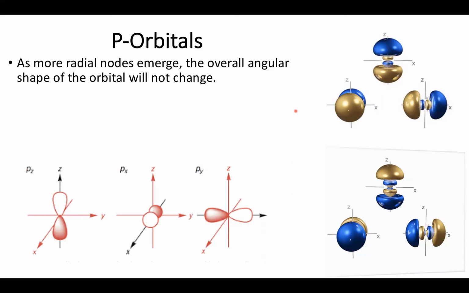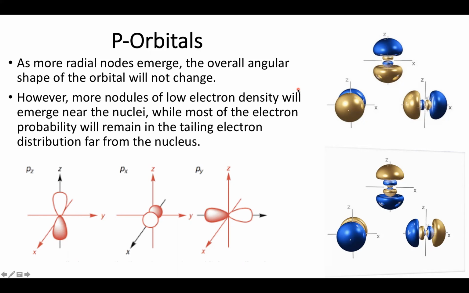So one of the last things I want to address is that we've just been talking about the 2p orbitals. And it's going to be true that all of my p orbitals are going to share the same exact spherical harmonics, no matter what the n is. However, as the n increases, we're going to increase the number of radial nodes, those areas of high probability density right near the nucleus. So we're going to find little nodules close to the nucleus. However, most of the probability density is still going to be in that big tailing region far away.